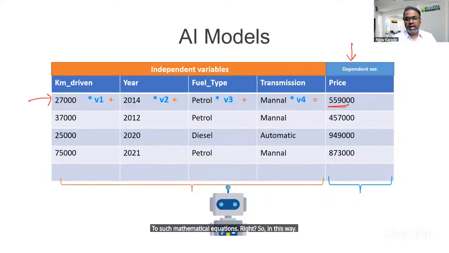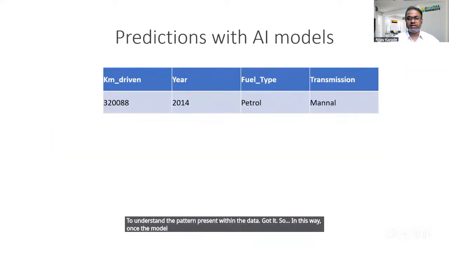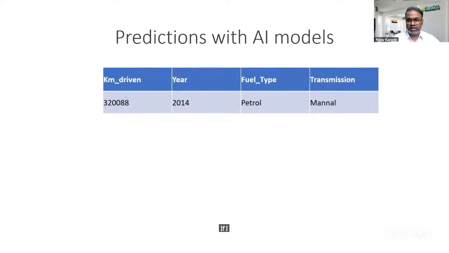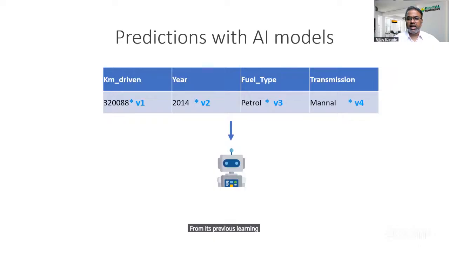So in this way, you can do the AI model training. This is called AI model training because we are training our AI model to understand the pattern present within the data. Got it? Once the model learns the pattern, if I feed new data to this AI model, what will happen? From its previous learning experience, it will perform those calculations and then finally predict the price of the car. I hope now you can connect the dots on how the Spinny platform is using AI to make predictions for car price.